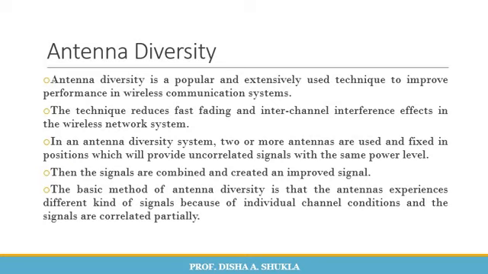The basic method of antenna diversity is that the antennas experience different kinds of signals because of individual channel conditions, and signals are correlated partially. So summing up the whole thing, there are many ways of achieving independent fading in a wireless system. One method is to use multiple transmit or receive antennas, also called antenna arrays, where the elements of the array are separated in distance. This type of diversity is referred to as space diversity.